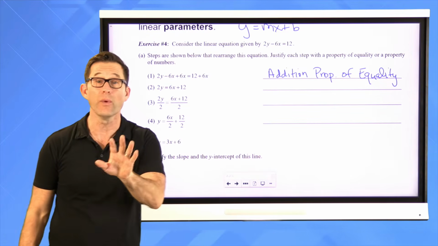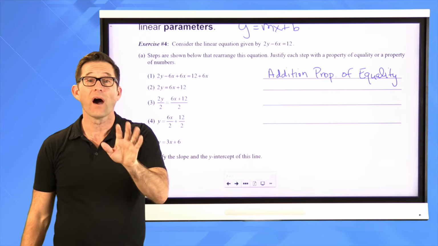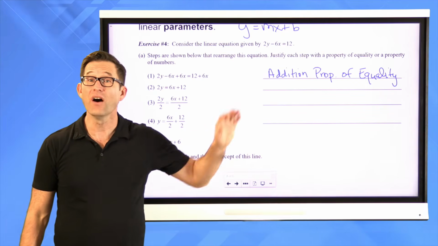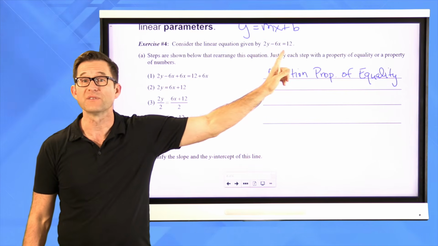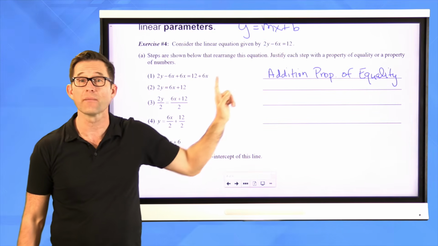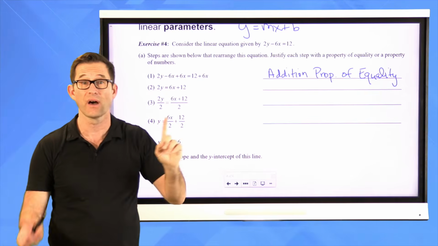Really what I'm doing, right, is I need to isolate y. So I'm just undoing what's happened to y. And what's happened to y? We've multiplied by 2, and we subtracted a 6x. To undo that, I'm going to add a 6x to both sides, and eventually I'll divide by 2.